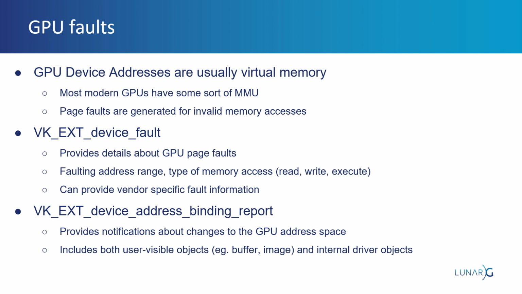And then device address binding report is a notification that comes every time the GPU address space changes. So this lets you build up a database of all the addresses that are in use on the GPU, so that you can know which Vulkan objects are associated with a fault.